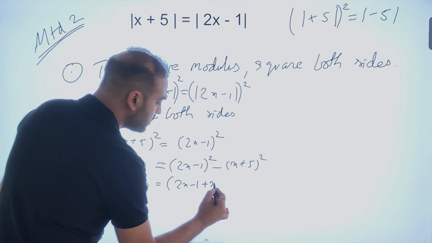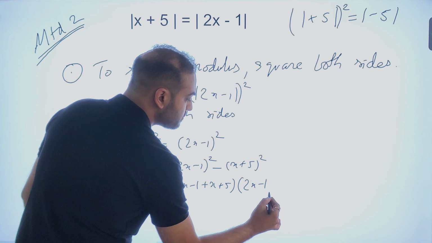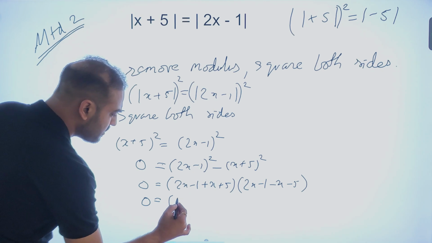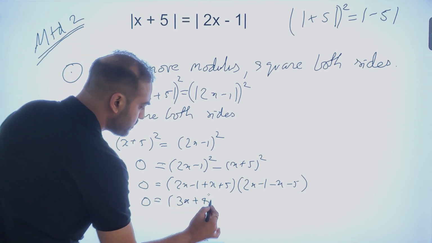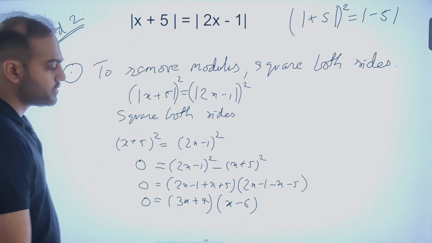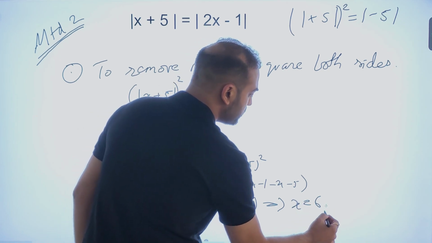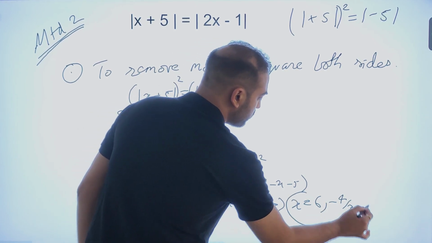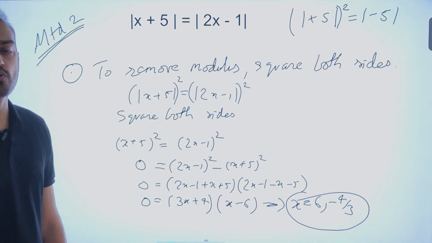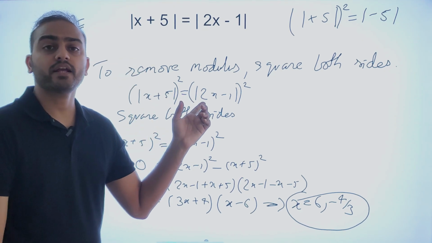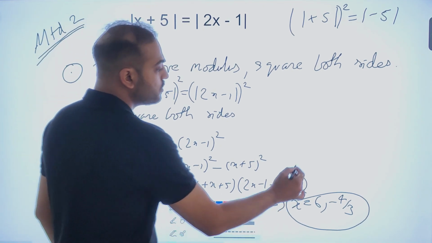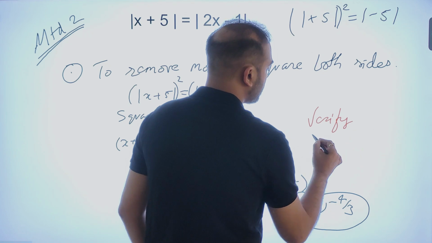So you have 2x minus 1 plus x plus 5, and 2x minus 1 minus x minus 5. You will get 3x plus 4 and x minus 6. Now if you know the quadratic equation, you know from this the answer is x equal to 6 and x equal to minus 4 by 3. Again, because this is a trick, we will verify our answer.